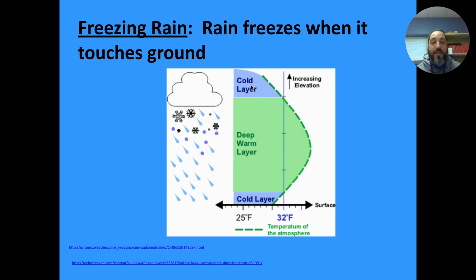This can be really damaging. The ice can build up on trees, on power lines, and all sorts of things, and cause a lot of problems, right? Because the trees don't grow to carry all that weight, so it can cause extreme damage. Back in the 90s, there was a really bad ice storm in Rochester and Greece, and ask your parents about it. I'm sure they'll tell you all about it.